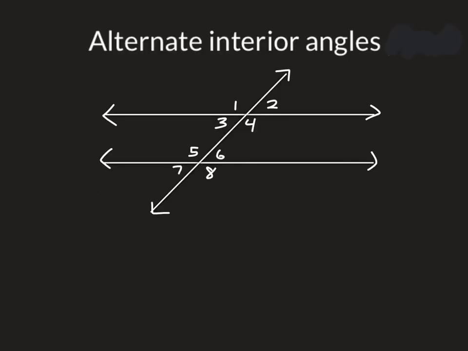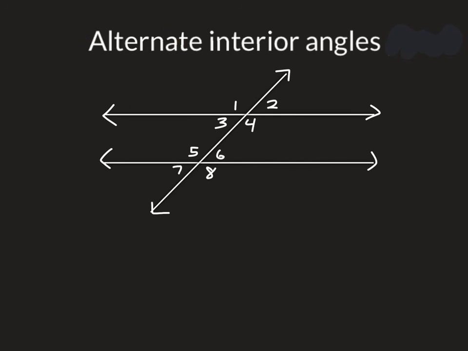The last theorem we're going to talk about is alternate interior angles. Let's address the interior first. Interior means inside. So 3, 5, 6, and 4 are all inside, or interior, to these two lines. Next, alternate. Alternate kind of means opposite. So I want interior, inside angles that are on alternate or opposite sides.